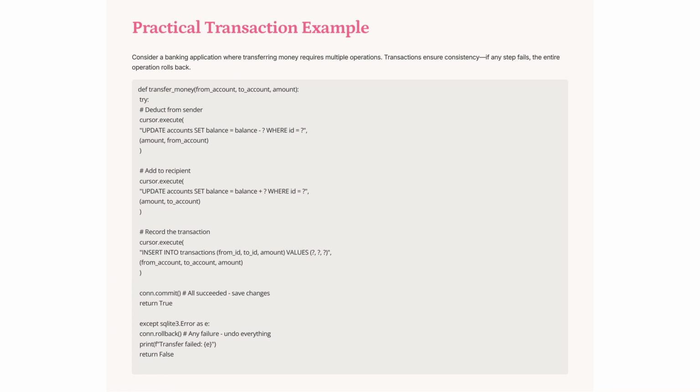In a banking application, transferring money involves multiple operations. Transactions ensure consistency. If any step fails, the entire operation rolls back. For example, deducting from the sender, adding to the recipient, and recording the transaction are all executed within a transaction. If successful, changes are committed. Otherwise, a rollback ensures data integrity.